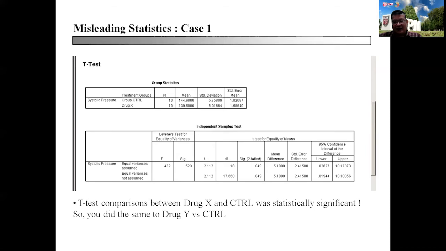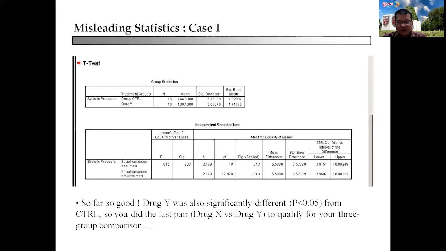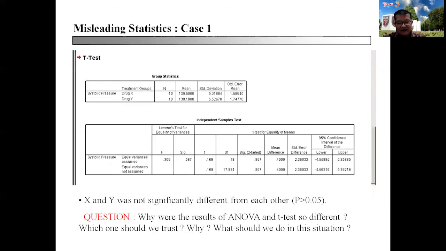Remember, our alpha in this case is 0.05, meaning that you have a 95% confidence level saying that your test results are statistically significant. So in this case, obviously, it's significant. And likewise for Y as well, when it's compared against control. However, when you extend it between X and Y, there is no significant difference.